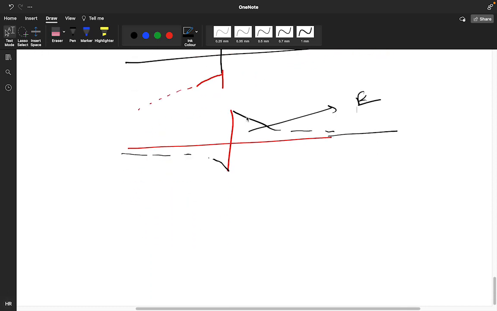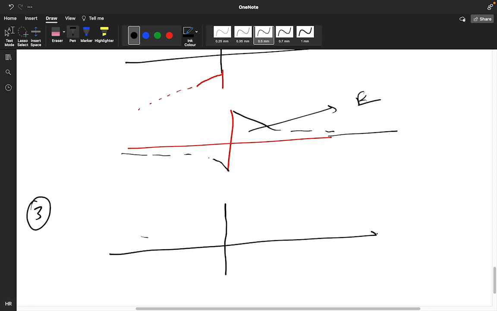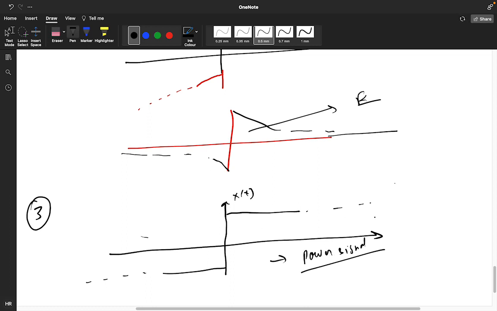And there is one example, neither increasing nor decreasing. If you get a signal like this, x of t, it is neither increasing nor decreasing. So what will you say? This is your power signal. The value is constant from minus infinity to infinity.